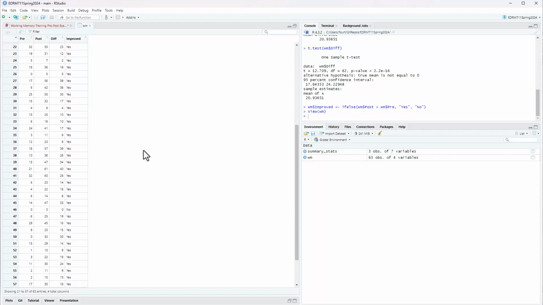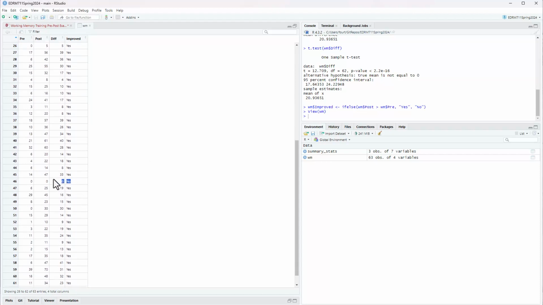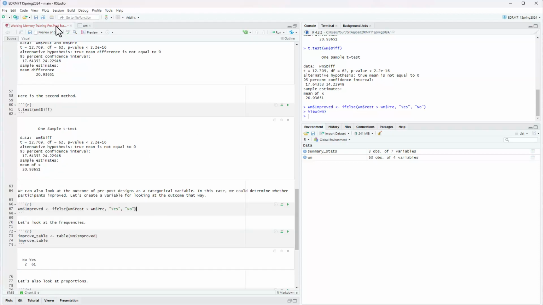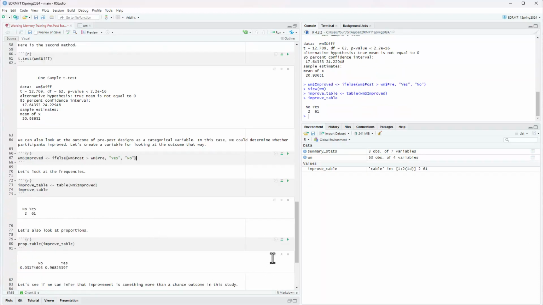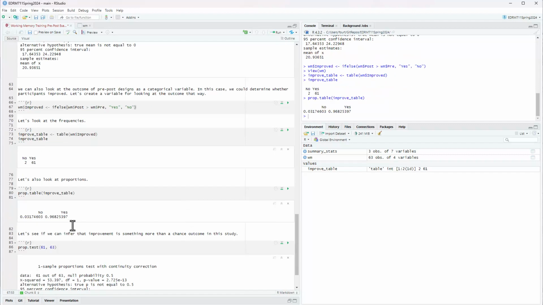And so here you see that -4 here has a no next to it. And there's one more no, I think. Yes, here it is. And that's the 0 difference. So those two cases, one person went down a little, one person stayed the same. Those two cases did not improve. So if I look at the frequencies of that, here it is. If I look at the proportions for that, here they are. And we see that about 97% improved.